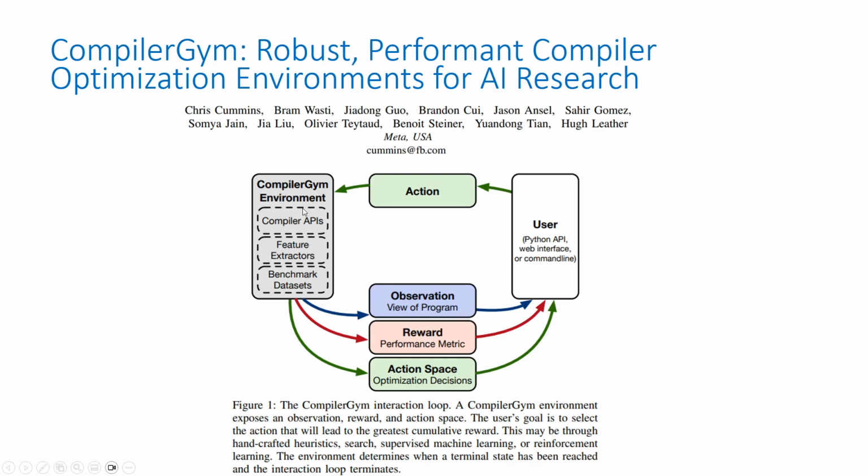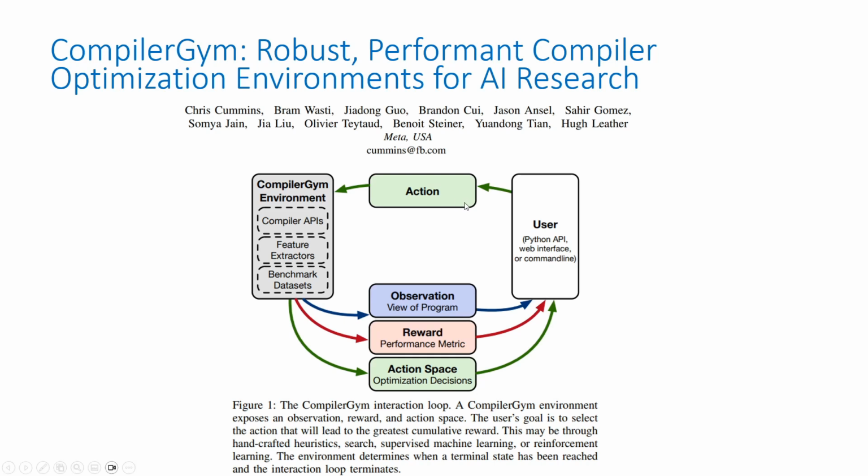So the compiler gym environment is going to abstract all the hard details, all the complications of the compiler into an API that is compatible with reinforcement learning. It's a Python API that makes it easier to basically develop a reinforcement learning agent, but also can be used to implement a search algorithm or use handcrafted heuristics as well.